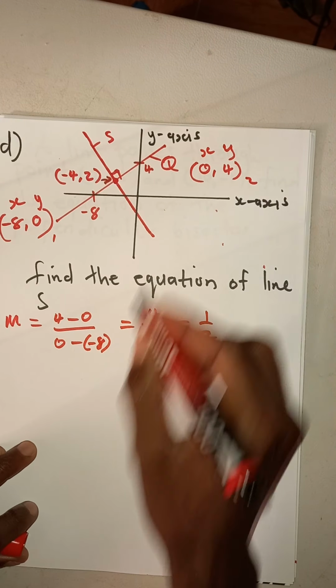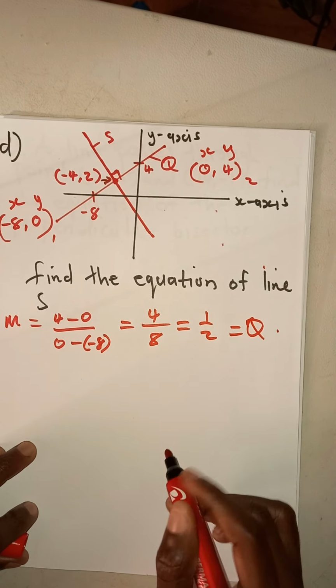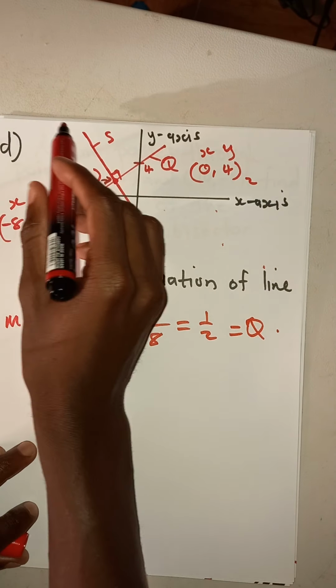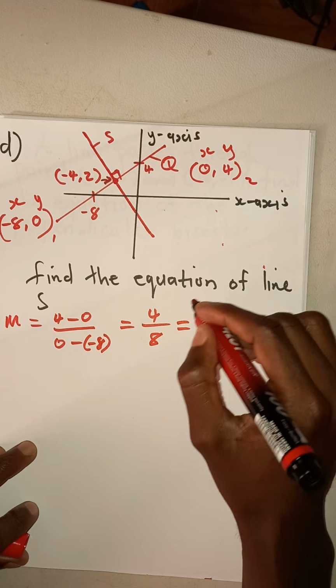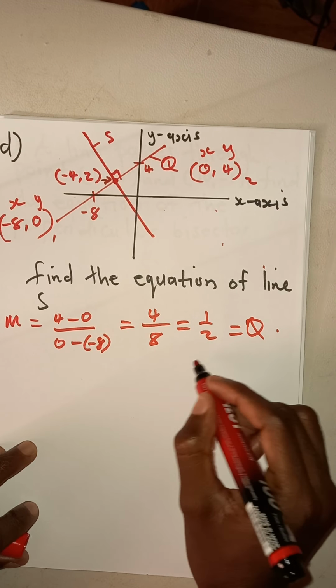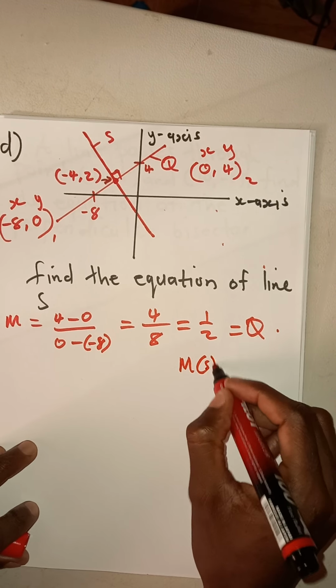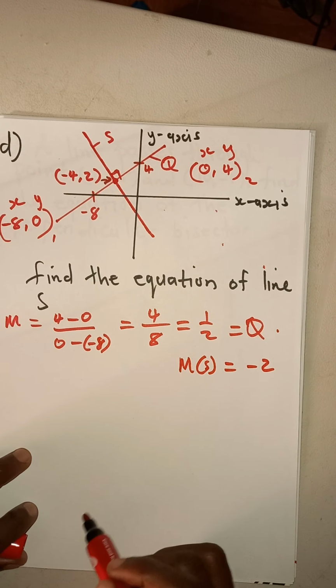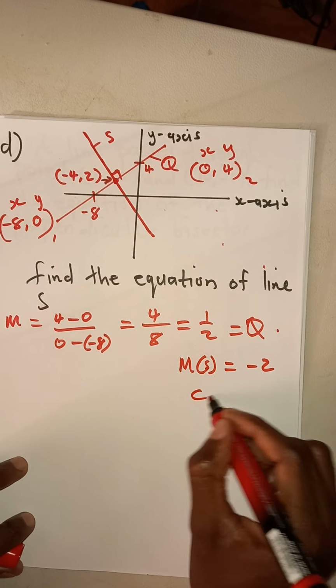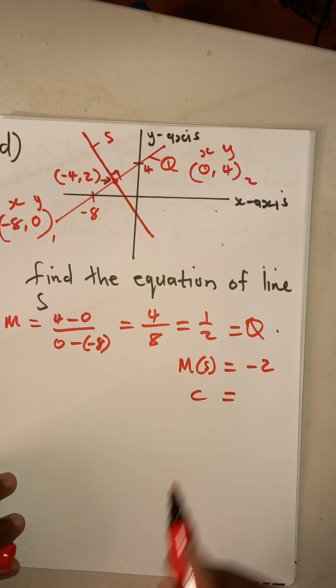So the gradient of line Q, this is for line Q, which means the gradient of a line that is perpendicular to it, which is S, we flip this one and we change the sign, which means the gradient of line S will be equal to -2. If we flip it and change the sign, the gradient will be that. So the next point is we need to find the y-intercept, which is c.